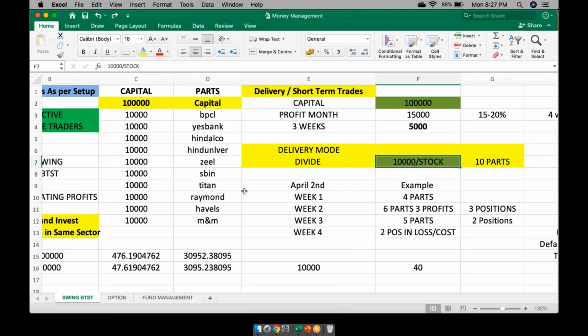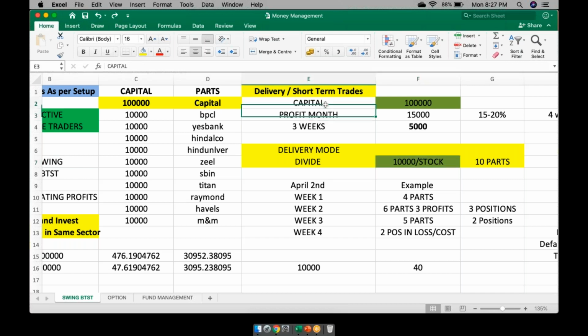Divide, split and invest in different sectors. So that is very important. Don't invest into all public sector banks or all private sector banks. That is absolutely wrong. That is the wrong way of investment.